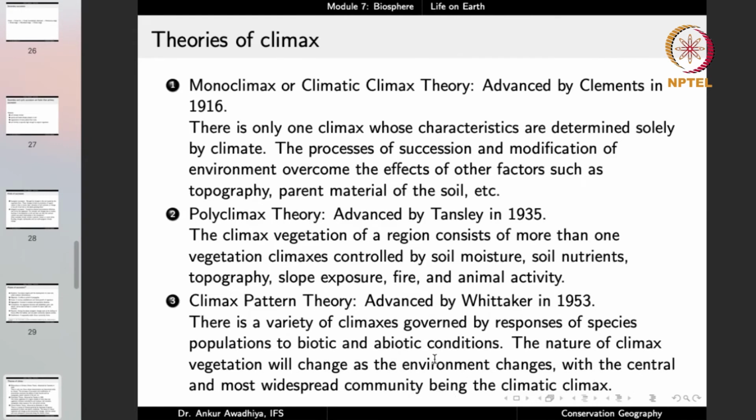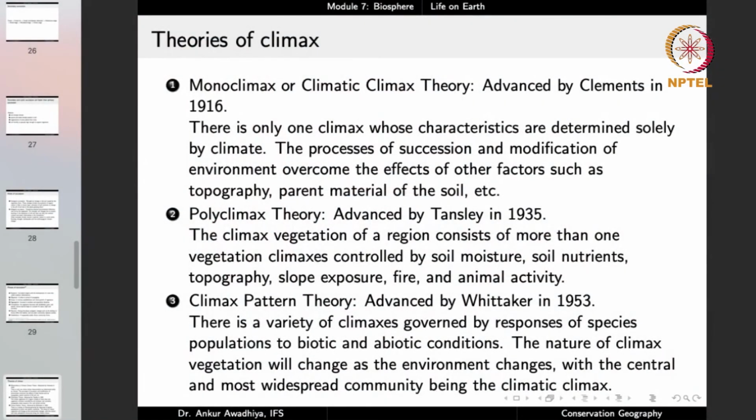Now when we talk about climax, there are several theories of climax. We had observed before that we can have a climax that is controlled by the climate, by the soil, or by catastrophes or other disturbances. So which of these will dominate? In this context, we have the monoclimax theory, the polyclimax theory and the climax pattern theory.